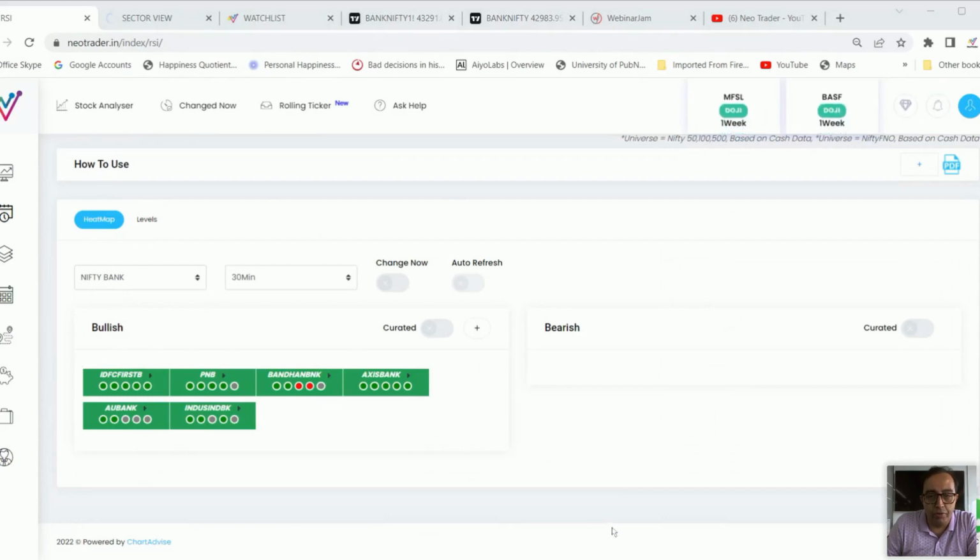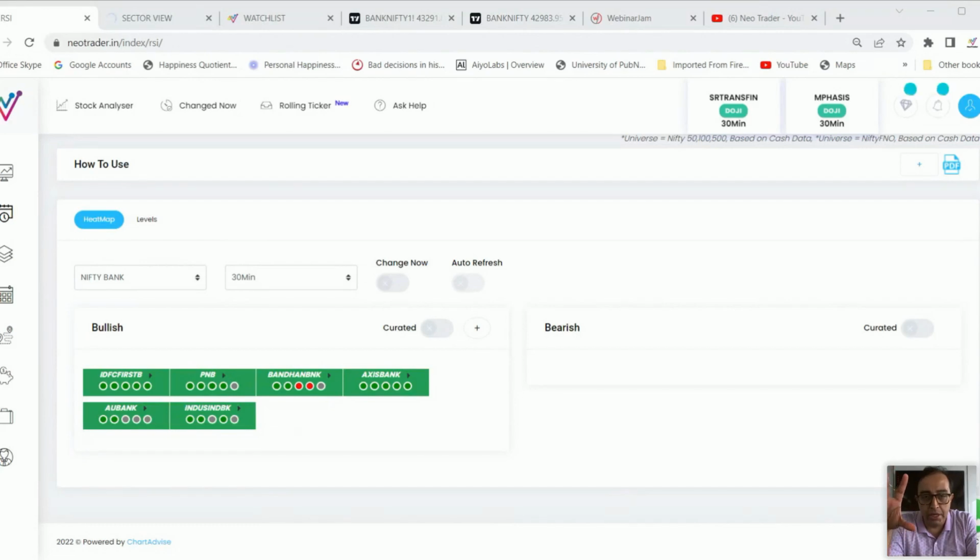So what does that do for us? It tells you how far the momentum is. There are two zones. You can refer to a video which I have done on how to use the RSI. You can go to our YouTube channel and check out that video. I have mentioned that there are certain zones.